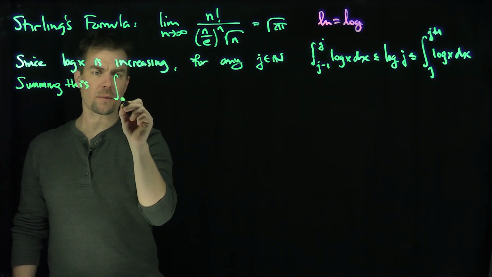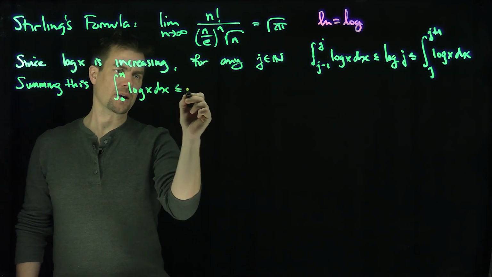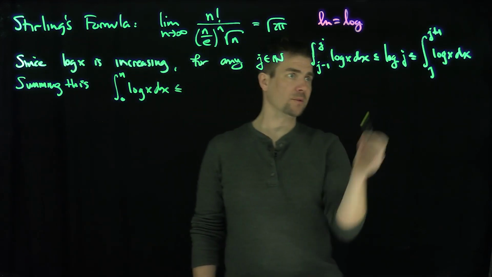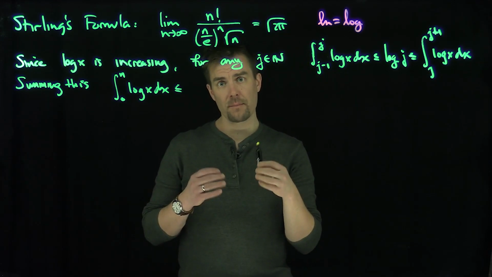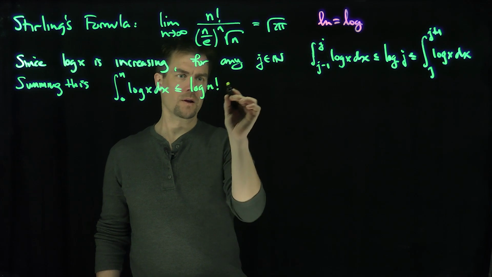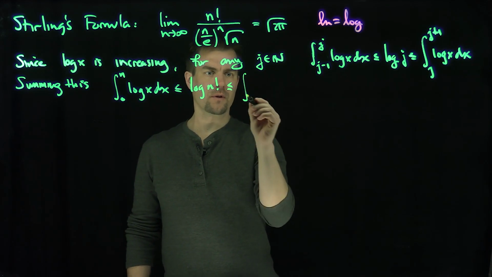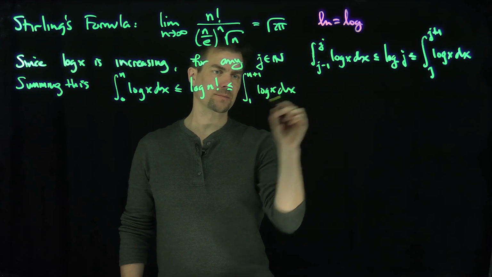we have that the integral from 0 to n of the log of x dx is less than or equal to. Now if I sum logarithms, if I have the log of 1, log of 2, log of 3, all the way up to the log of n, the log of the product is the log of the factorial. So this is going to be the log of n factorial less than or equal to the integral from 1 to n plus 1 of log of x dx, okay?